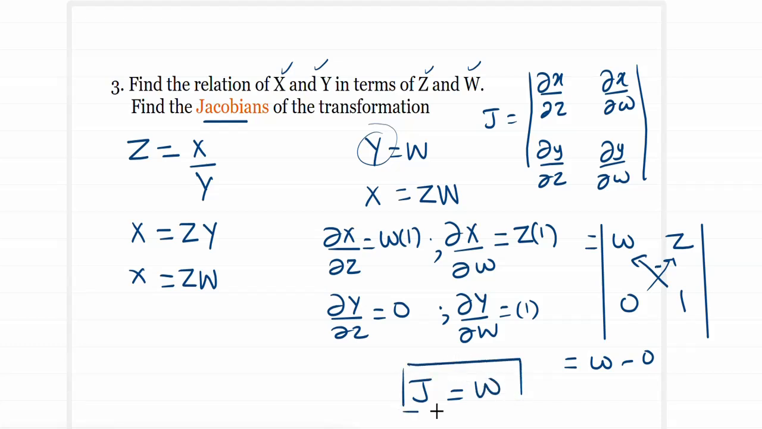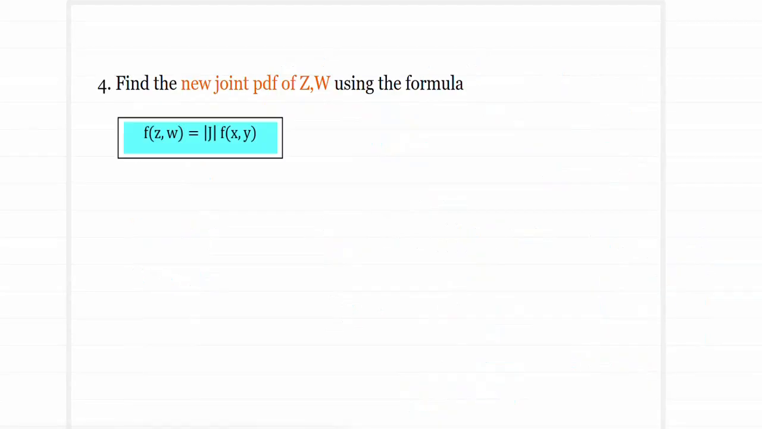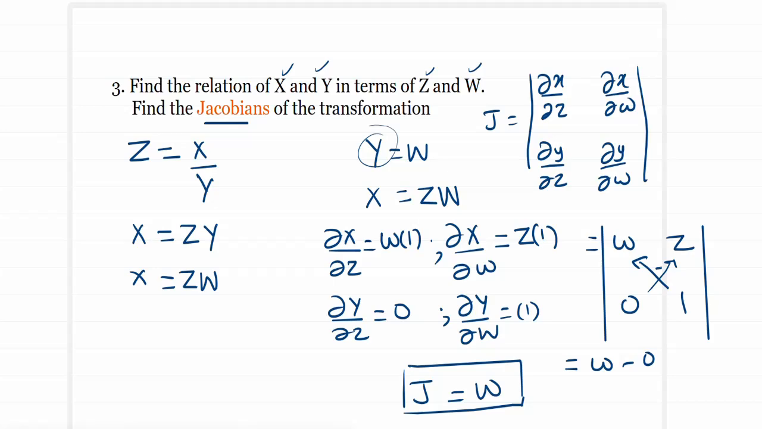Now my step 2 and step 3 will help me fix the step 4. What is my step 4? The new joint PDF of Z and W. How am I able to find this? Using the formula for transformation, which is given as the modulus of the Jacobian value multiplied by the old joint PDF f of x comma y. What did we know about the Jacobian value we just now arrived at? It is going to be W.